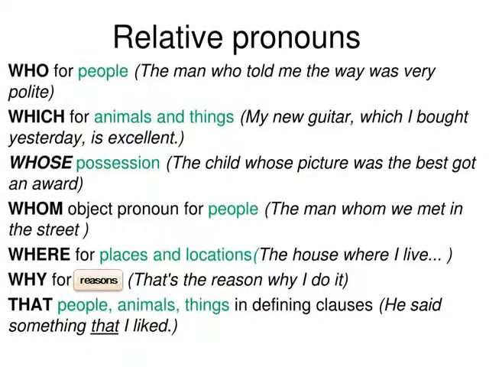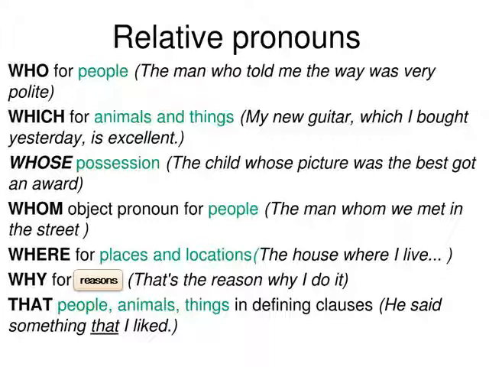Now let's see some relative pronouns. We have many of them. First one, who, which refers to people. For example, the man who told me the way was very polite. Number 2, which. We use which to refer to animals or things. For example, my new guitar, which I bought yesterday, is excellent.